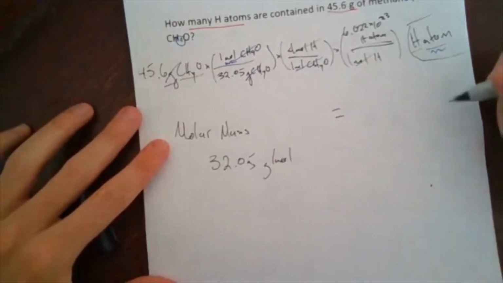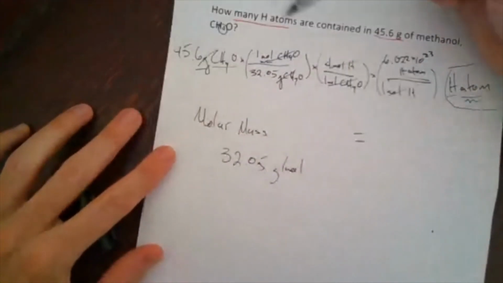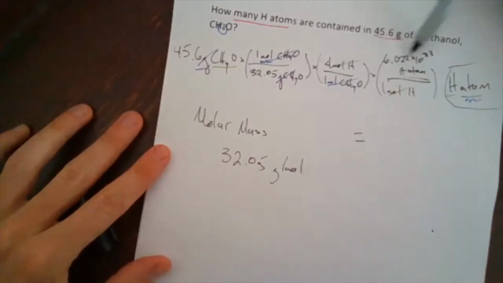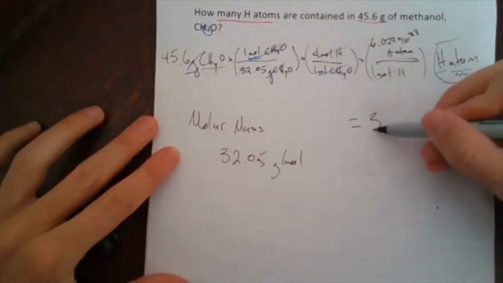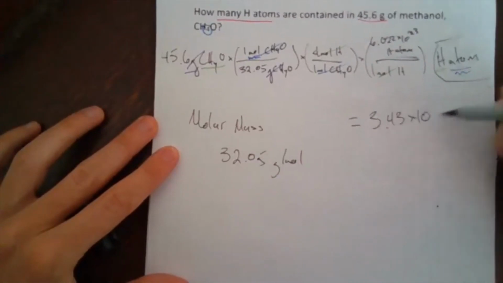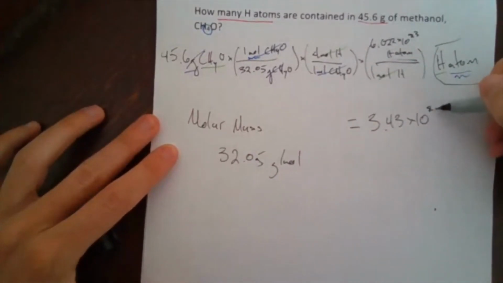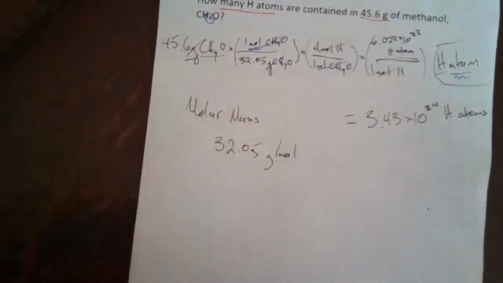So if we put all of that together, these are exact. That is 4 sig figs for 3. So that gets me 3.43 times 10 to the 24th H atoms.